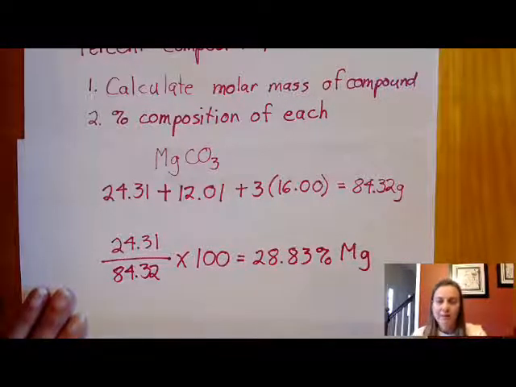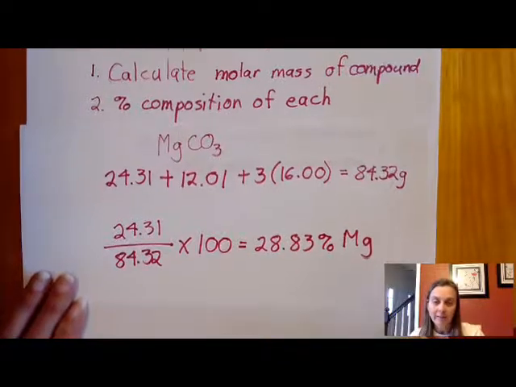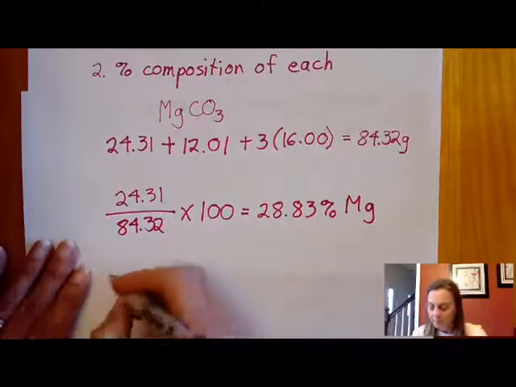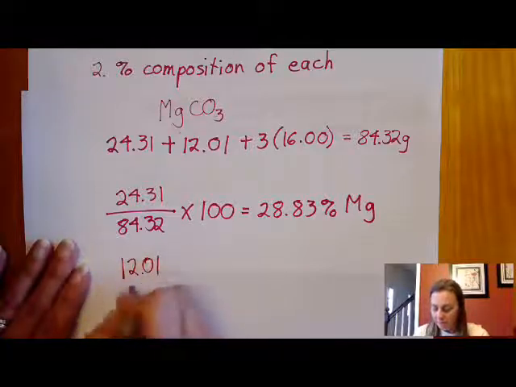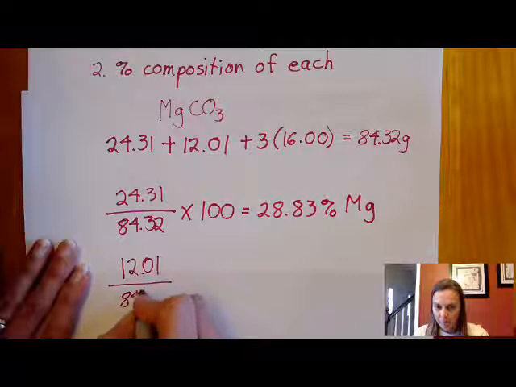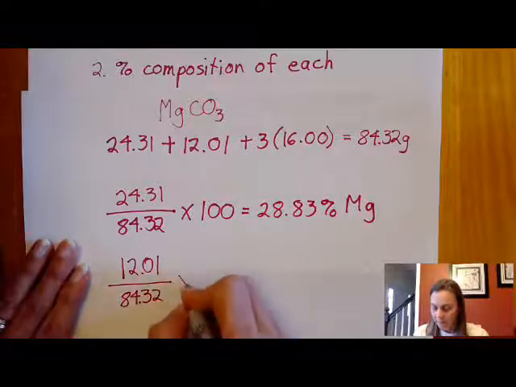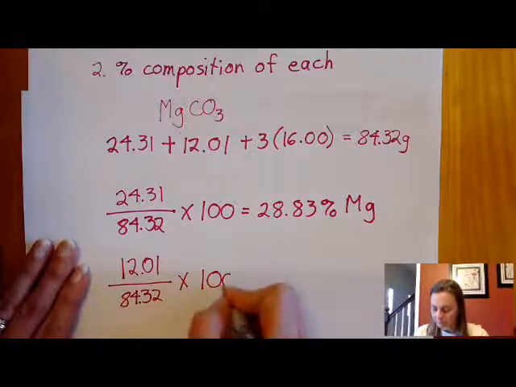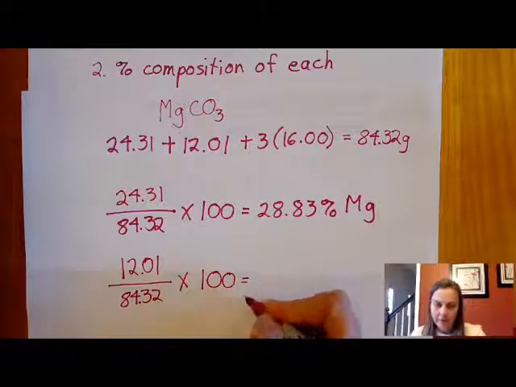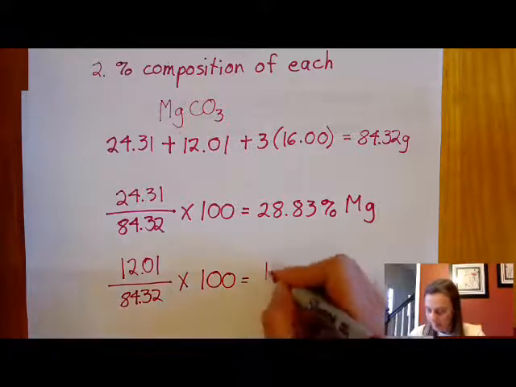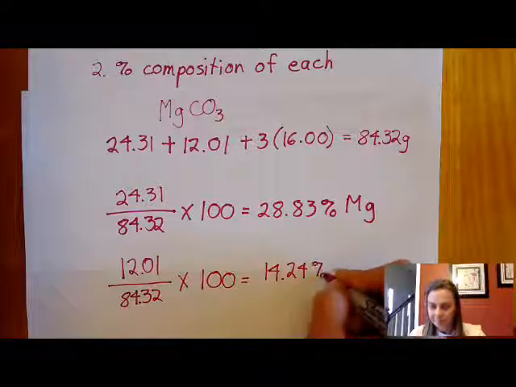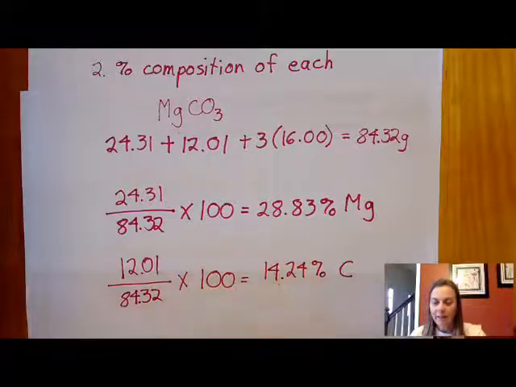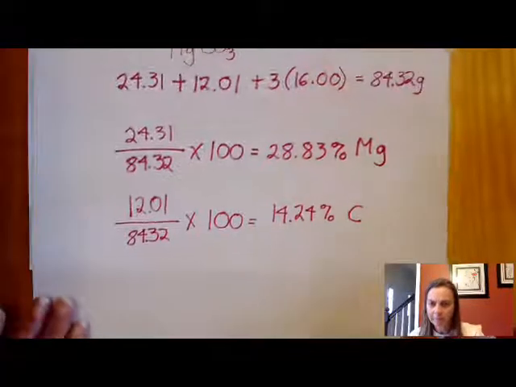We want to do the same thing for each of the other elements in the compound. So we're going to take the mass of carbon, 12.01, divide it by the molar mass of the compound, 84.32, and multiply it by 100. And we're going to get that this is 14.24% carbon.